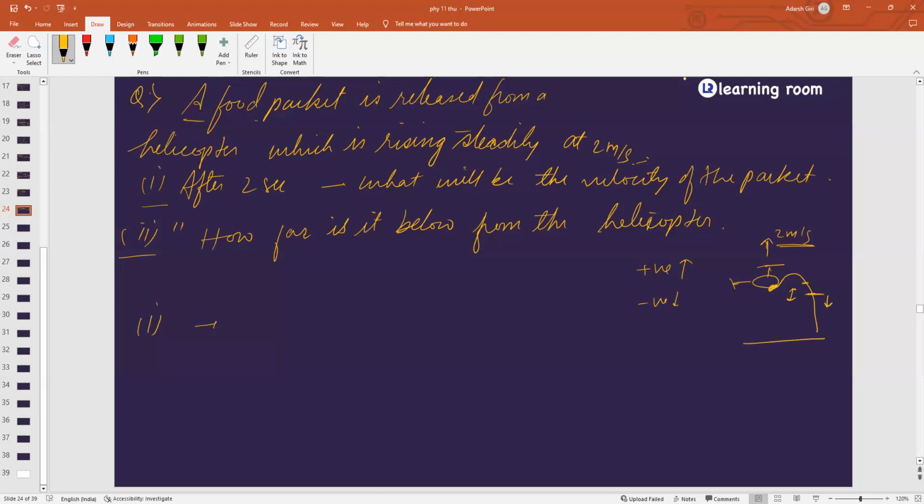The velocity will be downward. So the velocity of the parcel, v, that we don't know, is u minus gt, because g is acting downwards and u is acting upwards. The initial velocity of that particle will be the same as that of the helicopter. Whatever the velocity of the helicopter is, that velocity will be transferred to the packet initially. So the initial velocity of the packet is 2 meter per second upward. After time t, it will be 2 minus 9.8 times 2, after 2 seconds. So it will be minus 17.6 meter per second. Minus means with this velocity, it is going downwards. Next one, you find.